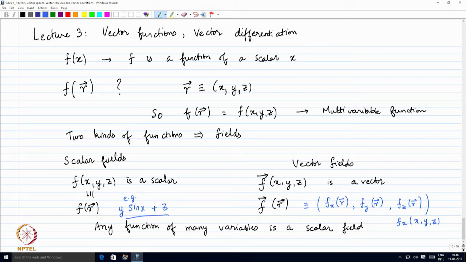Now, we have seen how to define functions of vectors. One of the things that we do often when we are dealing with functions is to plot them. You are used to plotting functions of a single variable. If you want to plot functions of 2 variables, then it becomes a little more complicated. If you had only one variable x, then you plot f of x, and you can show the graph of f of x.